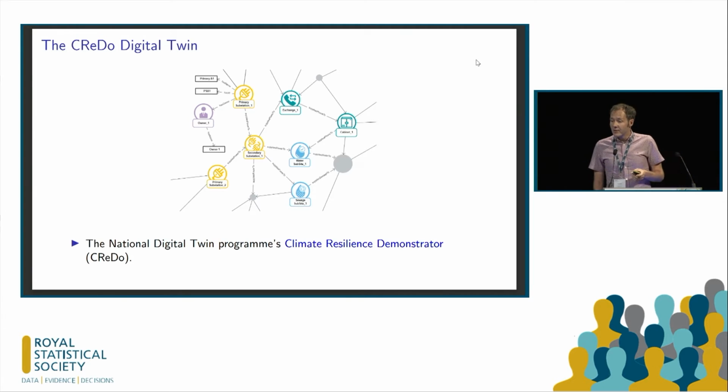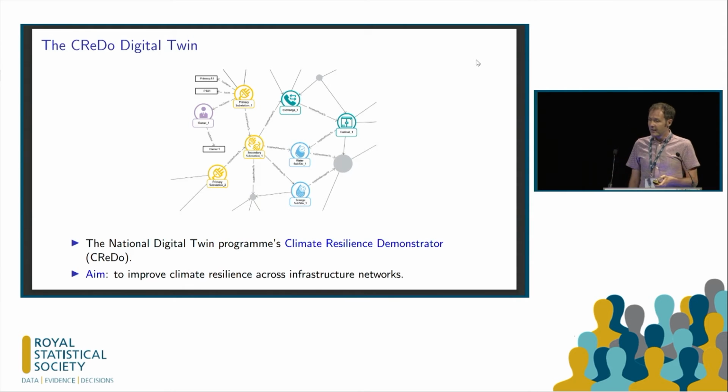So Credo stands for Climate Resilience Demonstrator. So this is a sort of national digital twin funded by the National Digital Twin Programme. And the idea is to think about the resilience of infrastructure networks in the UK to the effects of climate change. Both in terms of what actions can infrastructure network operators take now. So should we build extra flood defences? Should we move our most important sites uphill or to a different part of the country? And those sorts of decisions.